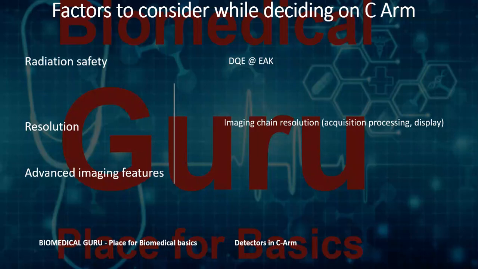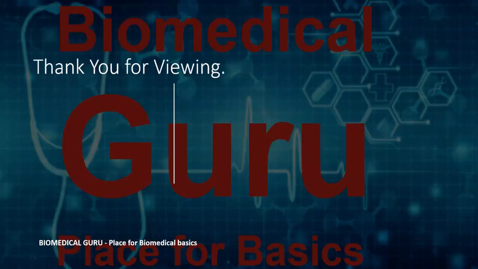What is the imaging chain resolution? Is it 1K by 1K imaging chain, or is it 1.5K by 1.5K imaging chain, or is it 2K by 2K imaging chain? That matters, because we pay money for better resolution. So if the imaging chain is better, you can expect better resolution. And also resolution at display, which is generally published by all the vendors. The more LP per mm, the machine will have better resolution. And also some advanced features based on the user requirement, like DSA and enhancement software.